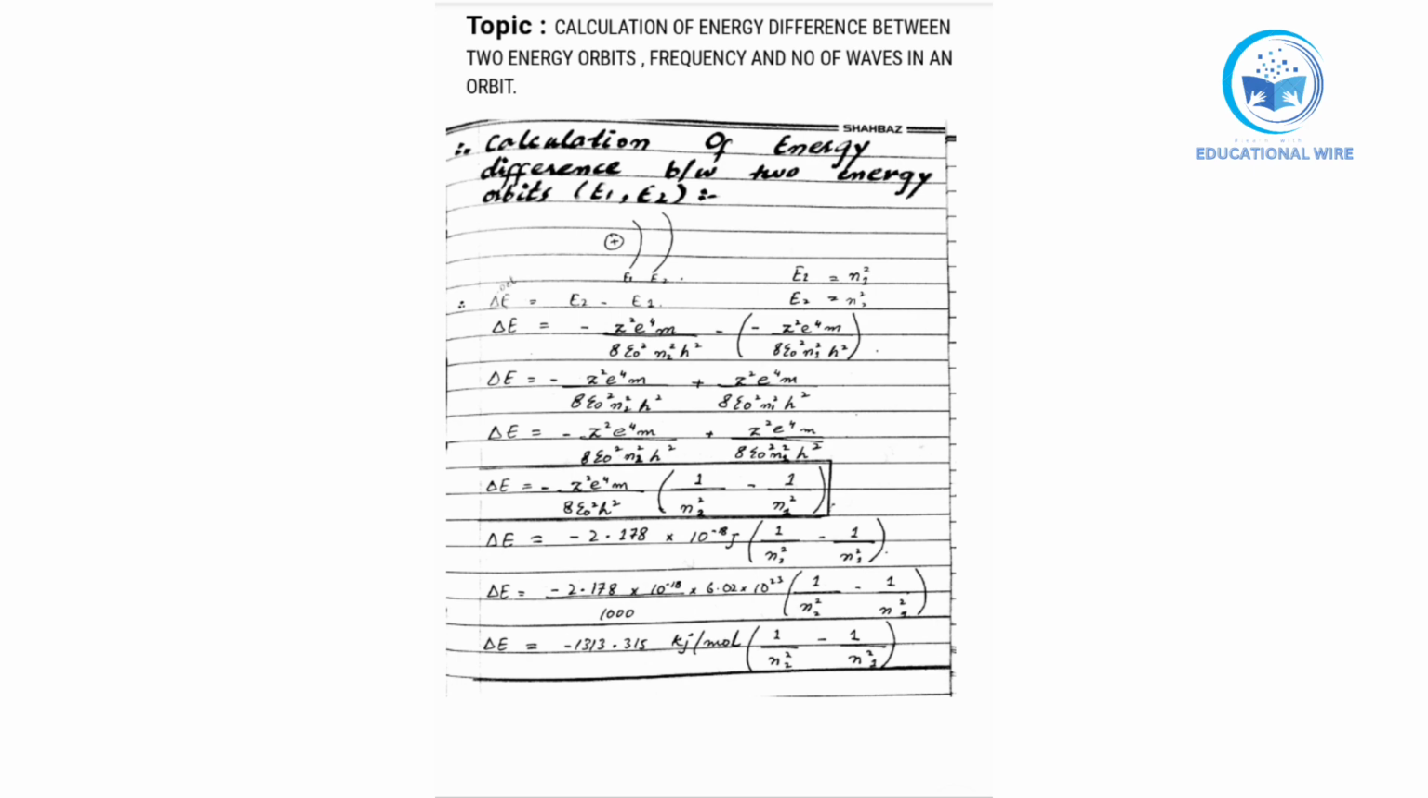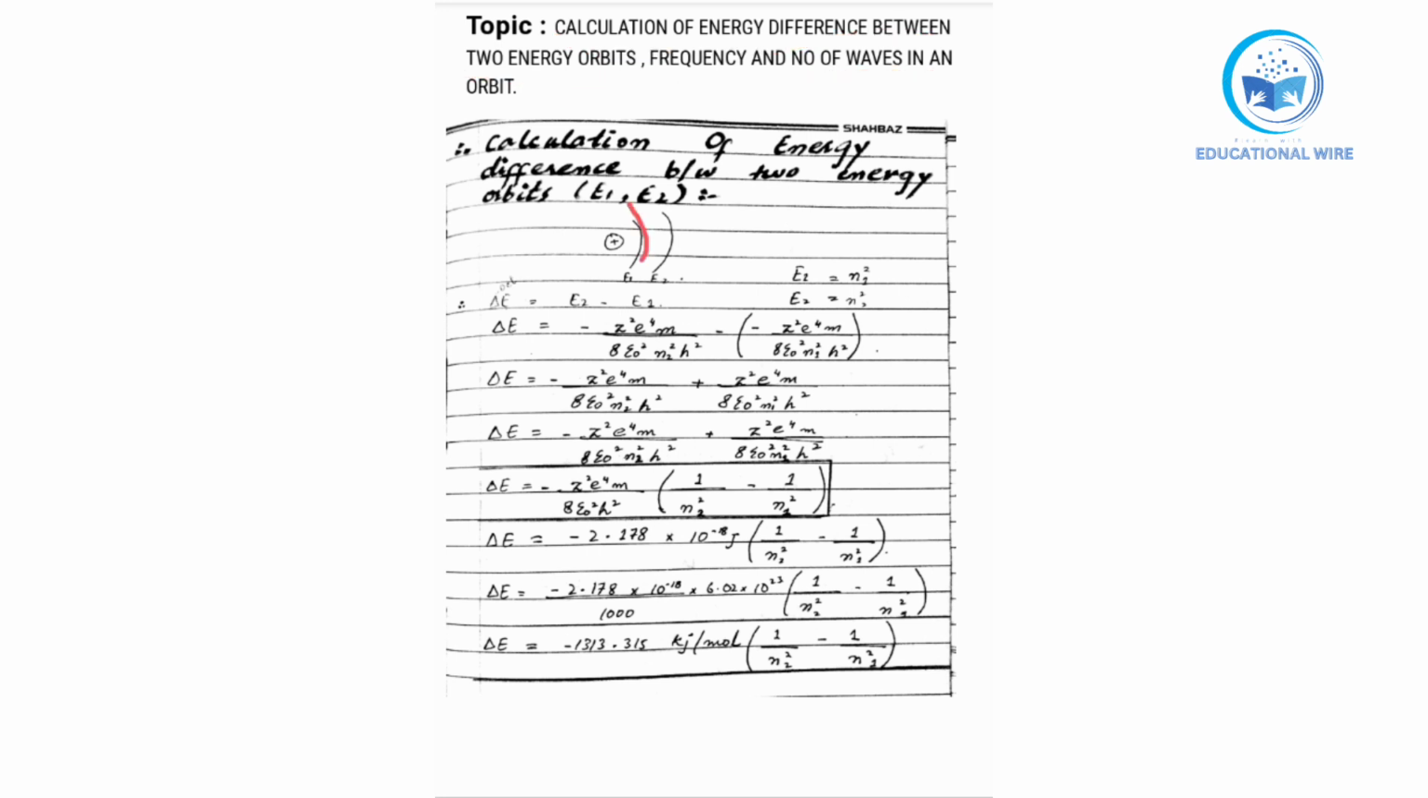So now we will start our new topic, that is calculation of energy difference between two energy orbits, frequency and number of waves in orbit. Previously we have done the calculation of energy of a single orbit. Now we will do the calculation of energy between two orbits. So let's move further.